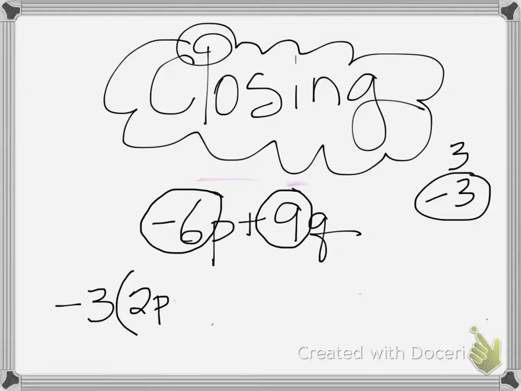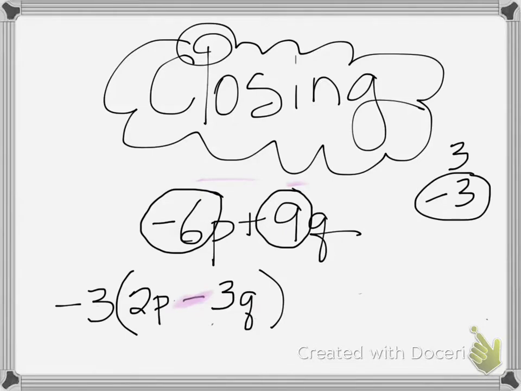2p minus 3q. Now, of course, we have that negative sign right here, but that's a different sign. What we don't have, though, is a negative in front of the p, for example, for the 2p. We can factor that out.